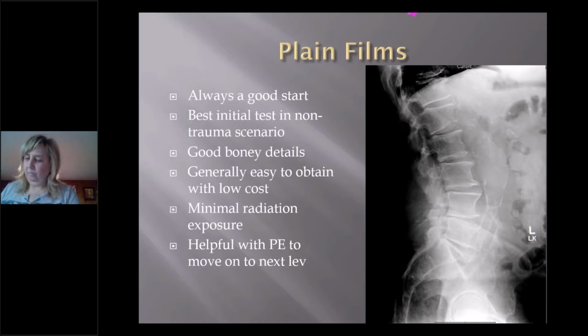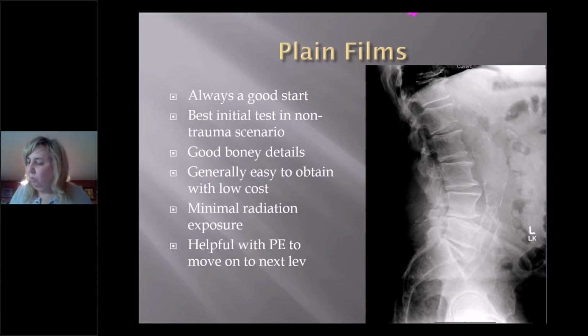So as we just got done talking for several hours about plain films, plain films are still always a good start. The exception of this rule is trauma. So this isn't a trauma talk, but we're going to talk a little bit about advanced imaging. But starting with plain films in the absence of trauma is certainly good.